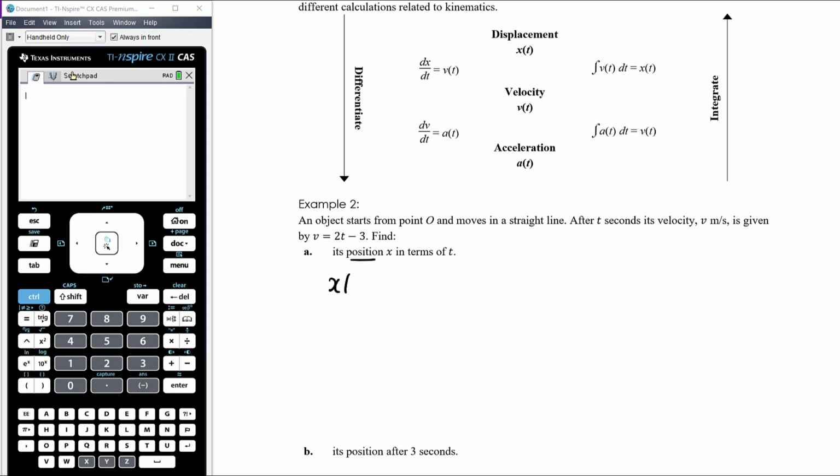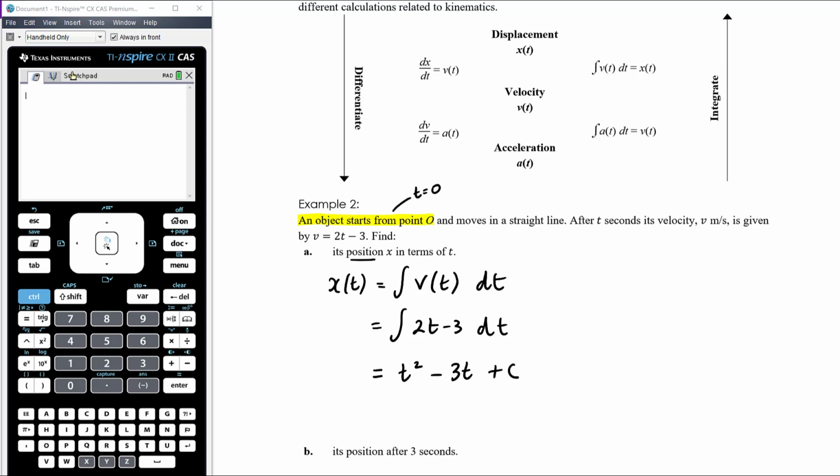So we know that x of t is going to be the antiderivative of v of t with respect to t. So that's the antiderivative of 2t minus 3 with respect to t. So that is 2t squared on 2, so t squared minus 3t plus c. Now, there needs to be information to allow us to find c, and it's here: the object starts from O. So that means when t equals 0, the displacement equals 0.